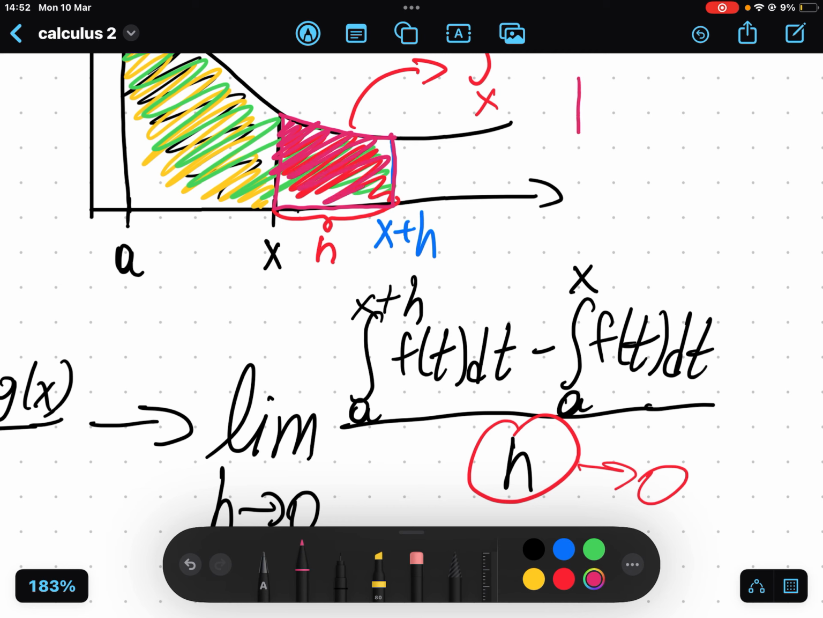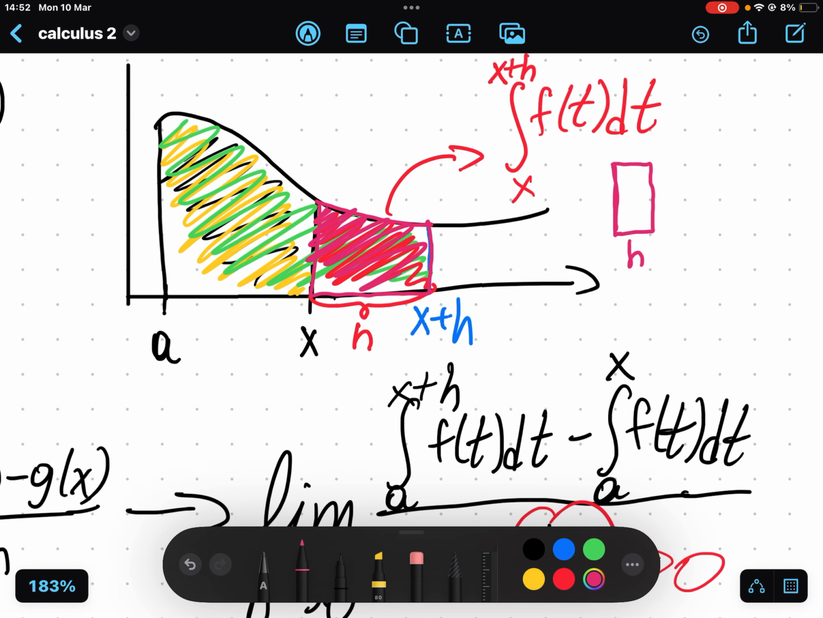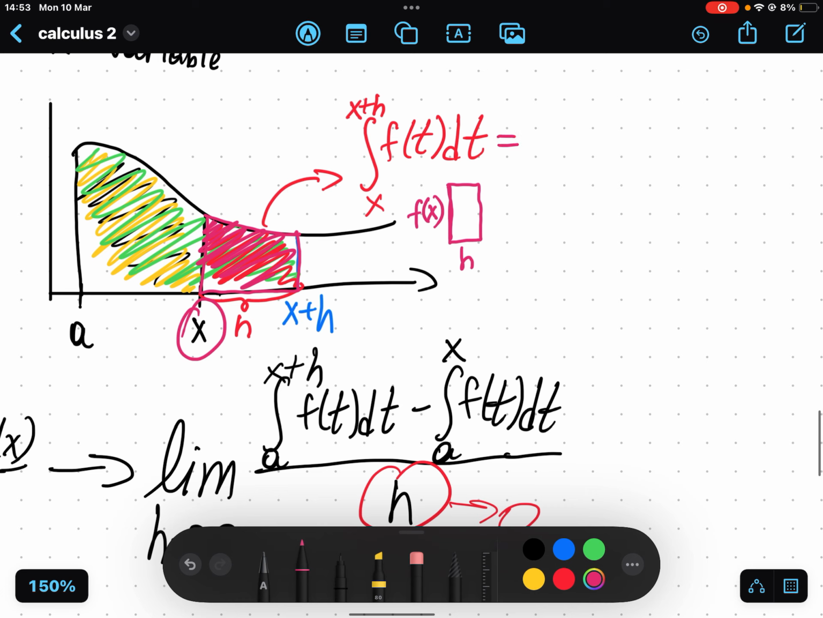So just imagine this part as a small rectangle, right? The width of it is h, and the height of it is what? The height of it is actually f of x, because we plug in this x, right? So it's f of x. This is how it works. This is just equal to f of x times h, because we know the area of the rectangle is f of x times h, right?